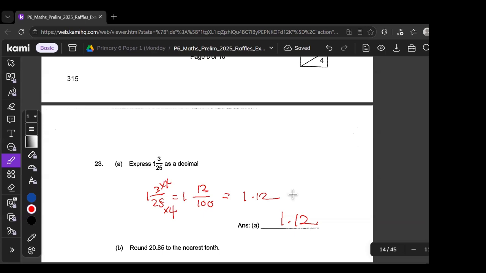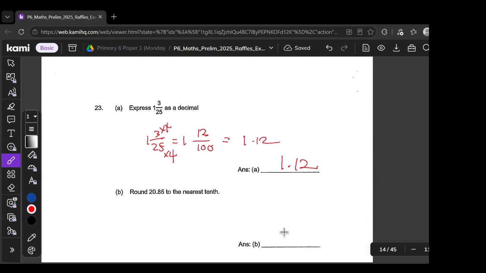That's the shortcut. Okay, round to nearest 10. What's the answer?